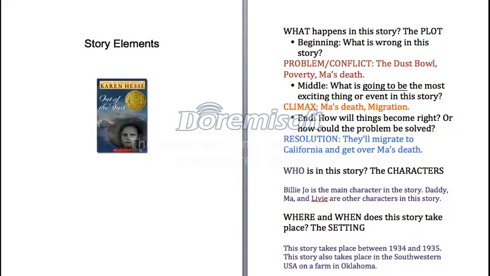Okay, so I hope this helped in applying story elements, and next we're going to talk about what exactly you need to know.